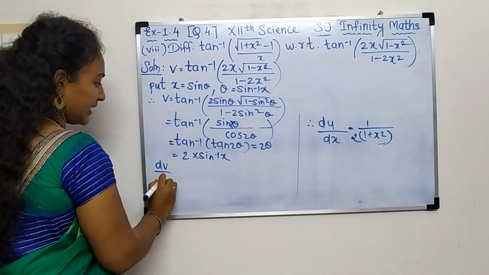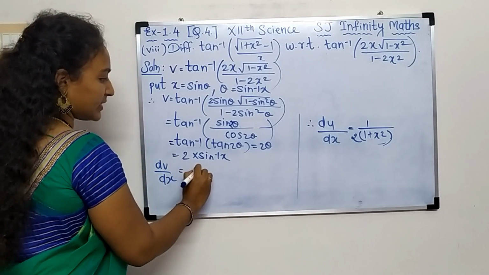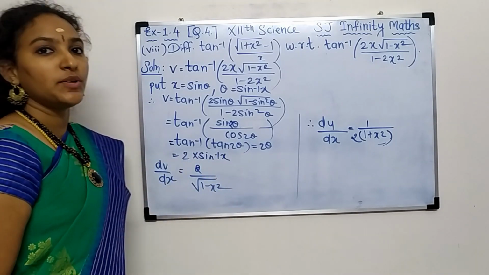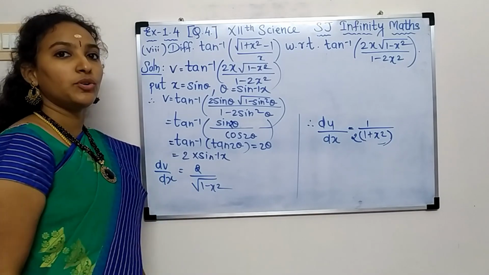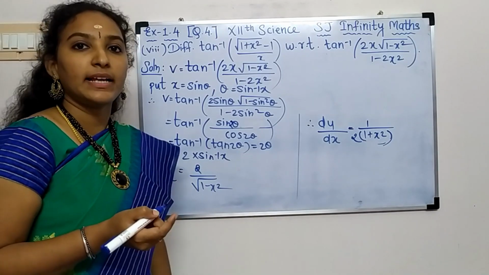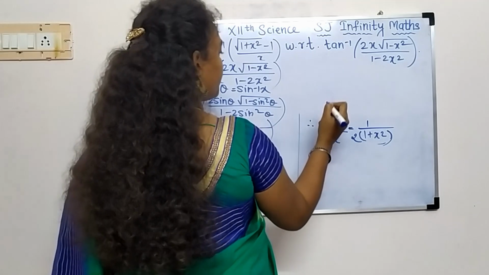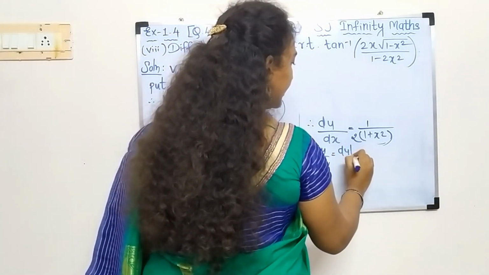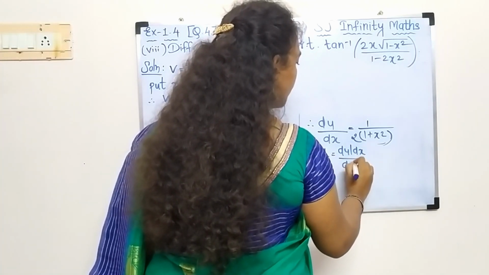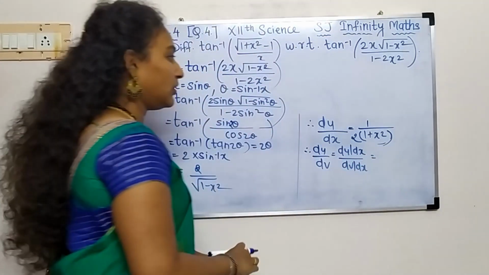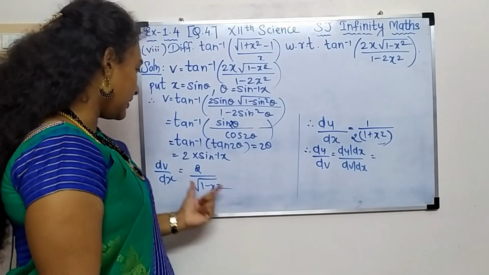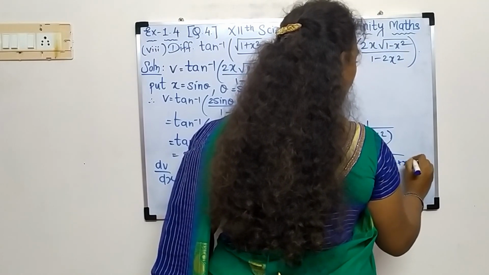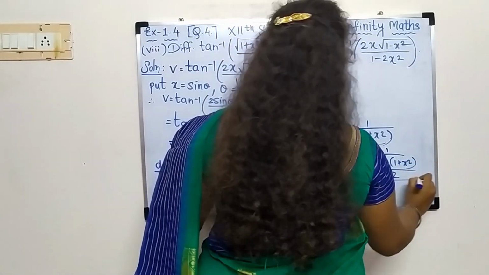Now let us differentiate with respect to x. We get dv by dx is equal to 2 upon root 1 minus x square, because derivative of sin inverse x is 1 upon root 1 minus x square. Now we can calculate du by dv. Therefore du by dv is du by dx upon dv by dx. Already we have du by dx and dv by dx, substitute. So 1 upon 2 into 1 plus x square upon 2 upon root 1 minus x square.